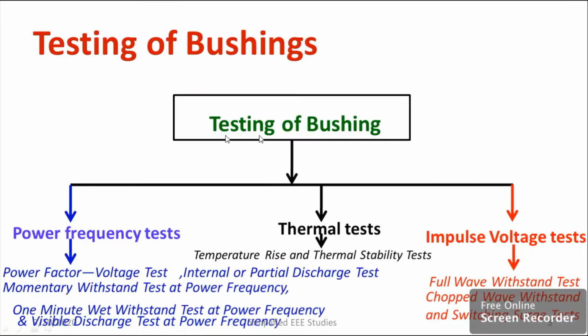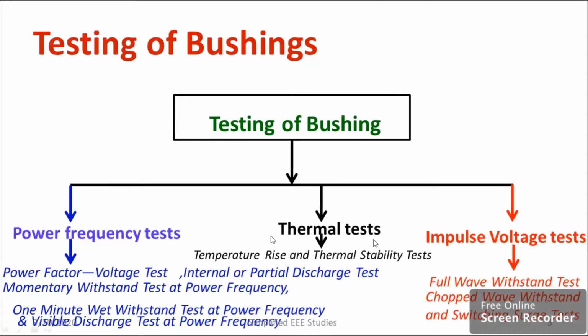As you can observe, there are three popular tests which you are going to use on bushings. The first one is the power frequency test, then the thermal test, and finally the impulse voltage test. There are different procedures of power frequency test. First one is the power factor voltage test, then the internal or partial discharge test, momentary withstand test at power frequency, then 1 minute withstand test at power frequency and finally visible discharge test at power frequency. These are the various procedures which come under the power frequency test.